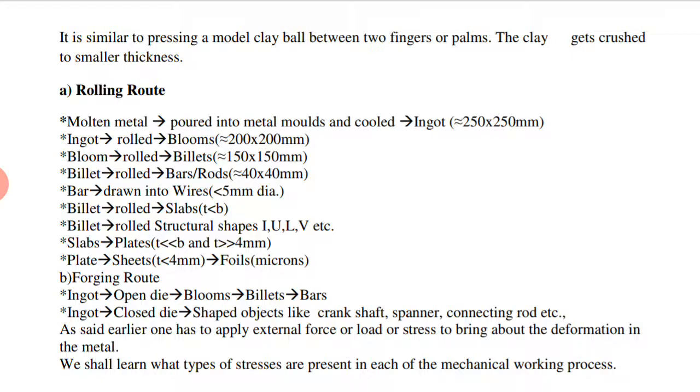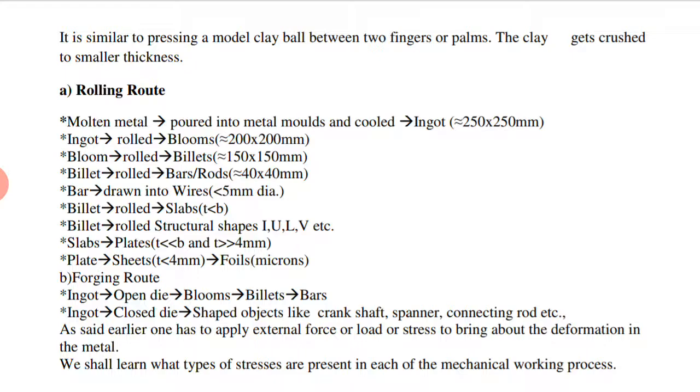Billet rolled into slabs where thickness is less than the breadth. Billet rolled into structural shapes of I, U, L, V, etc. Slabs rolled into plates, thickness far less than the breadth and thickness greater than 4 mm. Plate rolled into sheets, thickness less than 4 mm, and foils, which are in terms of microns. Forging route. Ingot into open die, blooms, billets and bars. Ingot into closed die, shaped objects like crankshaft, spanner, connecting rod, etc.